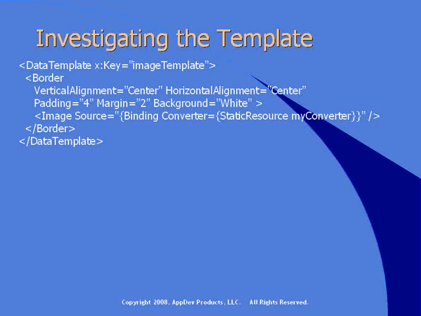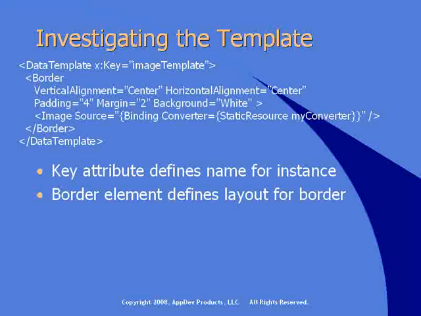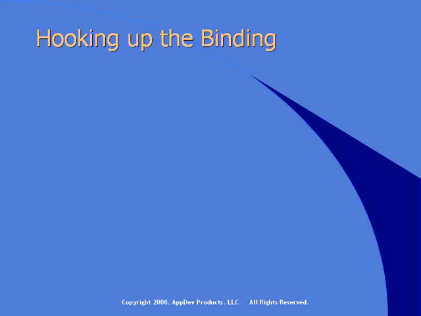This data template goes within the resources for the window, just like the previous resource you saw. In this case, the key attribute defines the name for the instance, the border element defines the layout for the border, and acts as a container for the image. It specifies a static resource for the binding for the image source and uses myConverter, which we set up in the previous slide, to supply the image. We have one more thing we need to do.